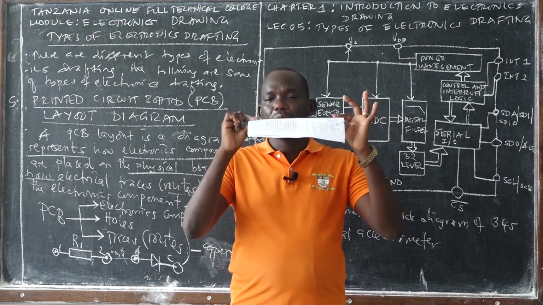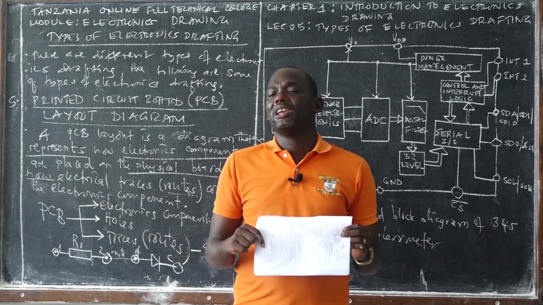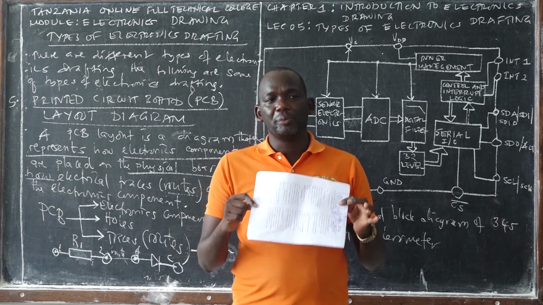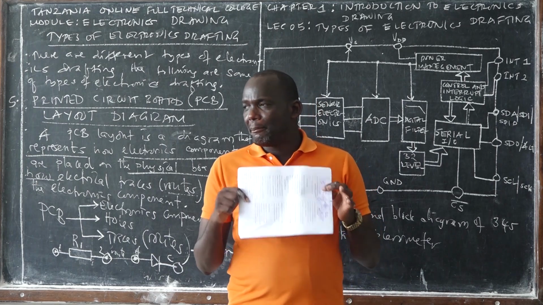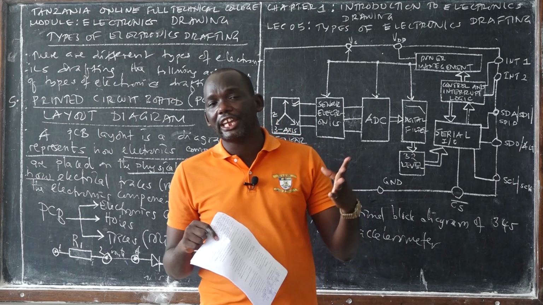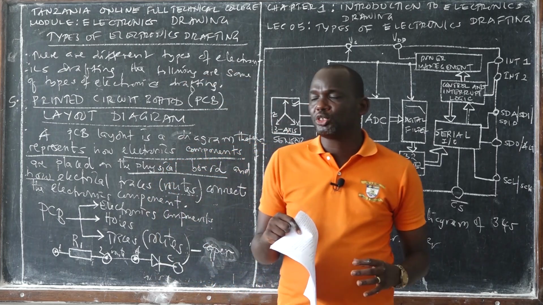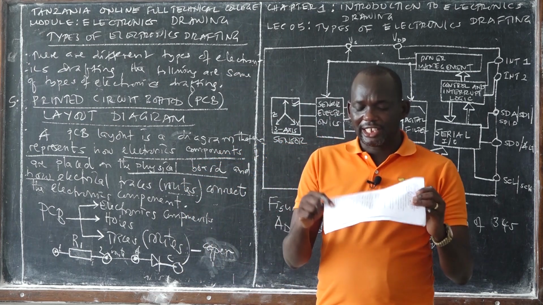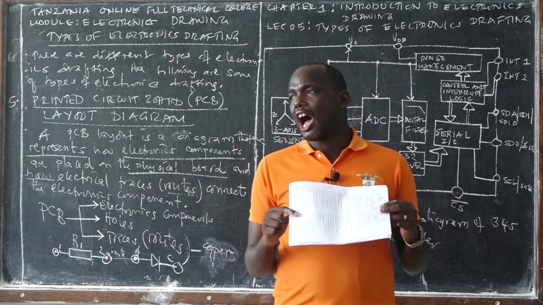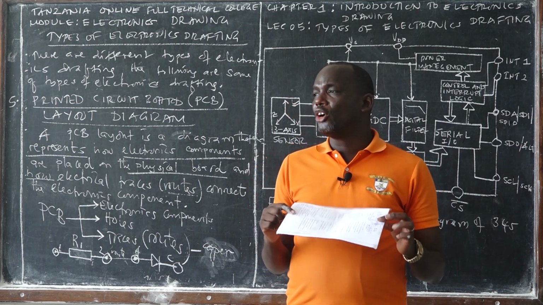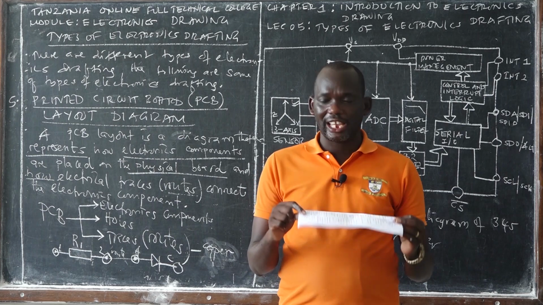Suppose that this is the PCB board. In electronics, we have single-sided PCB board. We have double-sided PCB board. We have multi-layer PCB board. It means we have four layers PCB board, and they have 8 layers PCB board. So let us take the simplest one, which is a single-sided PCB board. A single-sided PCB board just has 2 surfaces or 2 sides.